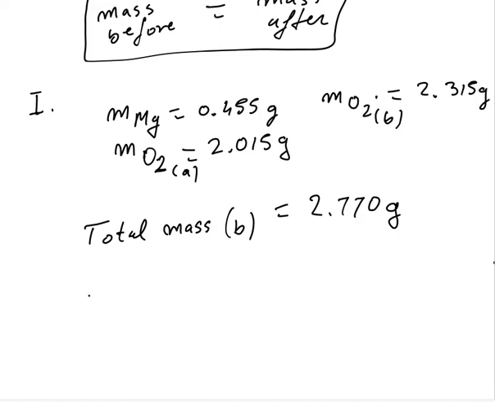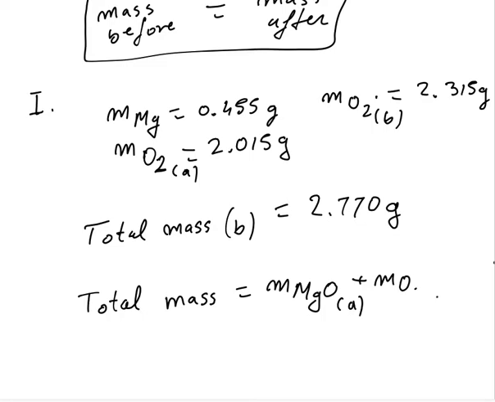Now we can say that this relationship is valid: the total mass is equal to the mass of magnesium oxide as the end product plus the mass of oxygen after the reaction. A for after the reaction. You don't have to write A. I'm just writing it here to make it easier for you to understand what I'm trying to say.